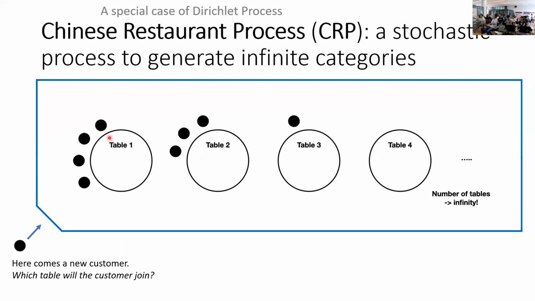The idea here is that the rich get richer. So this table is an analogy for the category. If a category has many members, then it can have a higher probability to attract more members.